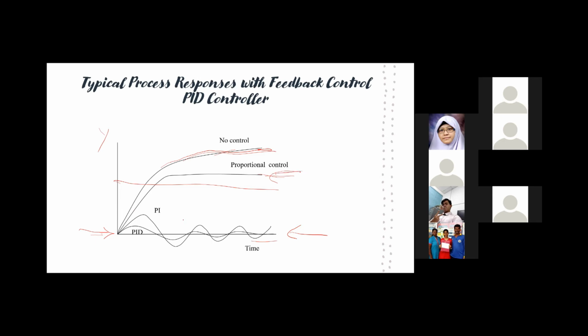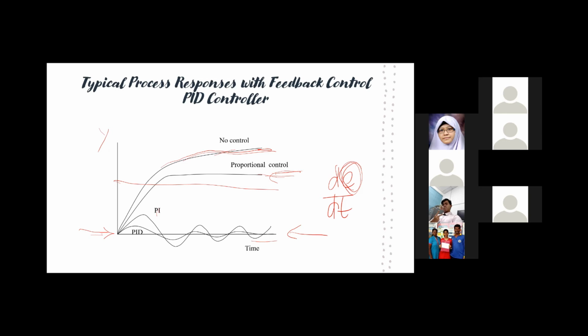Now, for PI, anytime you have integral control, it will manage to bring back the control variable at the set point. Finally there will be no offset, but it will cause this oscillatory response. Now derivative action, because there's a derivative of dE/dt. So when you take a derivative of the error, that means you know how the error is changing with time.